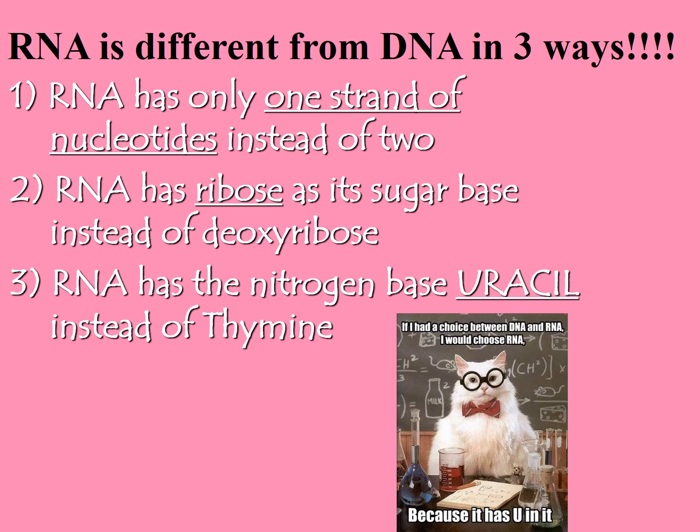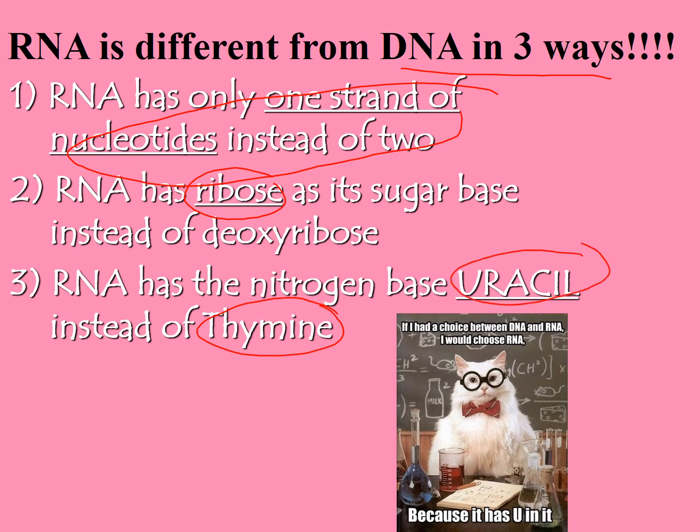Now, RNA is different from DNA in 3 ways. So you have to identify the difference between DNA and RNA. One of the first differences is that it is one-stranded. Next one is the sugar. RNA has ribose, DNA has deoxyribose. And the third thing is that RNA does not have thymine, it has uracil. Please remember, I'm putting a star on here because this is very important.